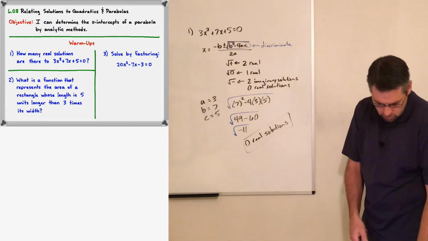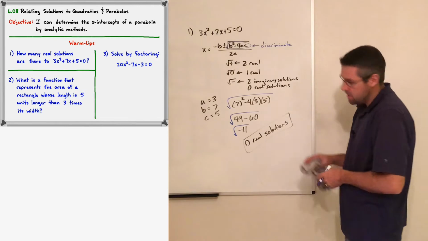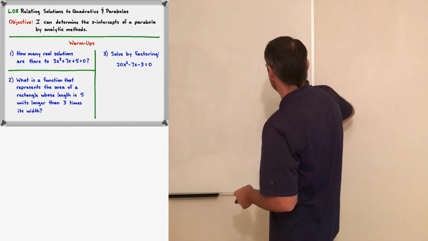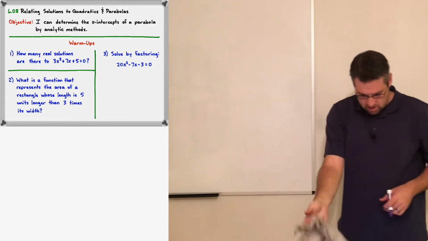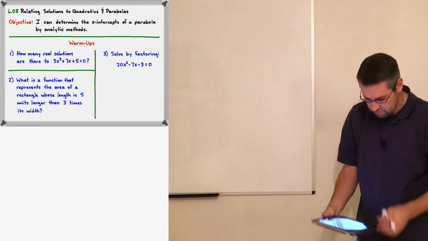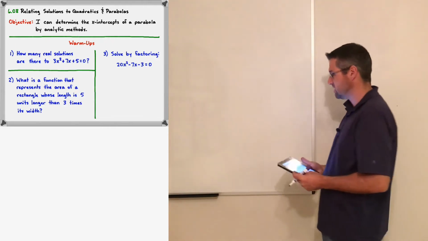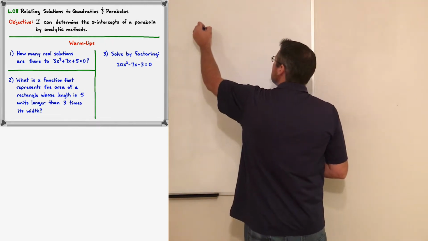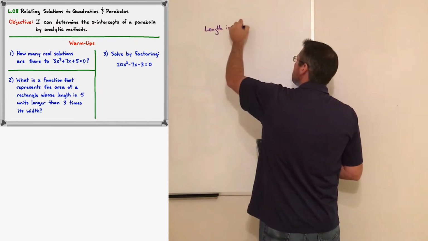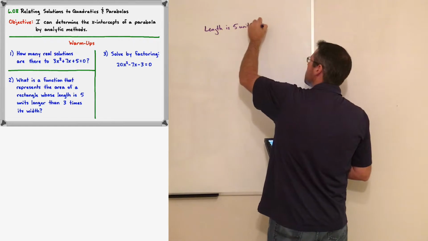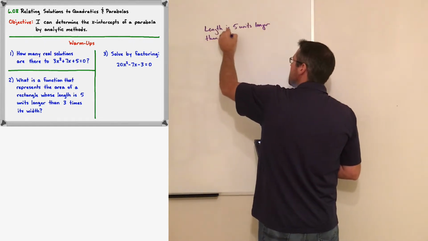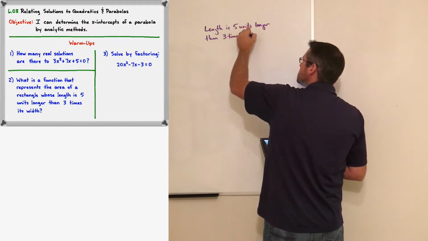Okay? For number 2, it says, what is a function that represents the area of a rectangle whose length is 5 units longer than 3 times its width? The length, let me write this down, is 5 units longer than 3 times its width.